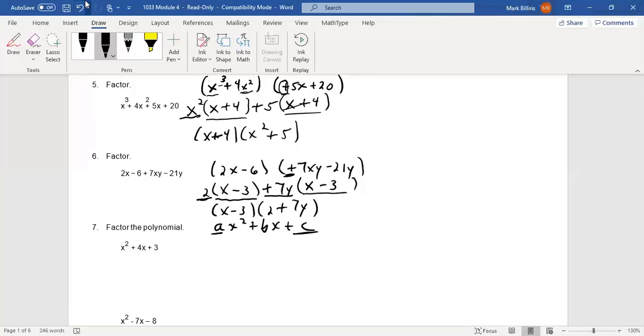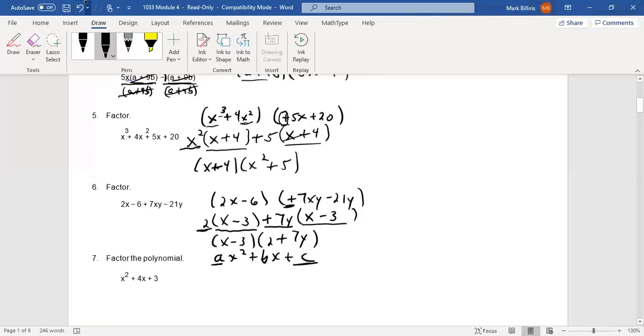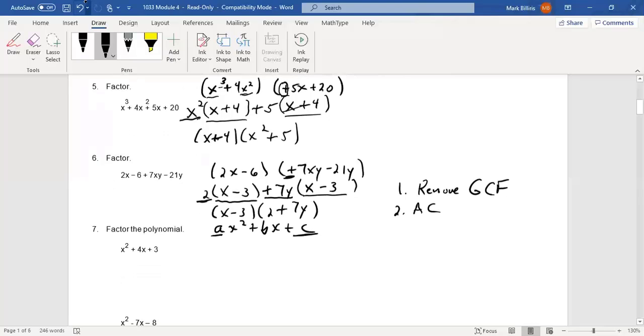So let's talk about the process. So the first step in all factoring problems, not just these, but in all factoring problems, is to remove the GCF. Whether they tell you to in the instructions or not, you're looking for a value that divides into all the terms. After we remove the GCF, if we're dealing with a trinomial, 3 terms, which we are in this case, we're going to use the AC method.